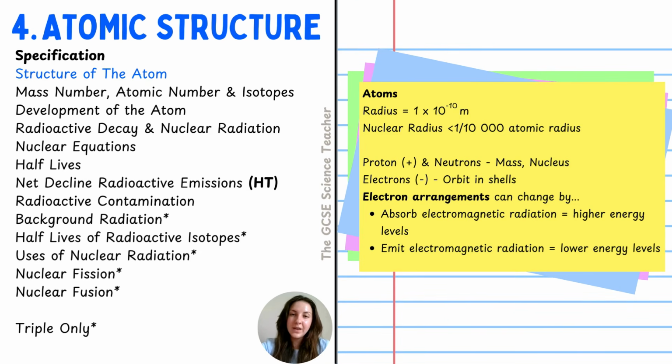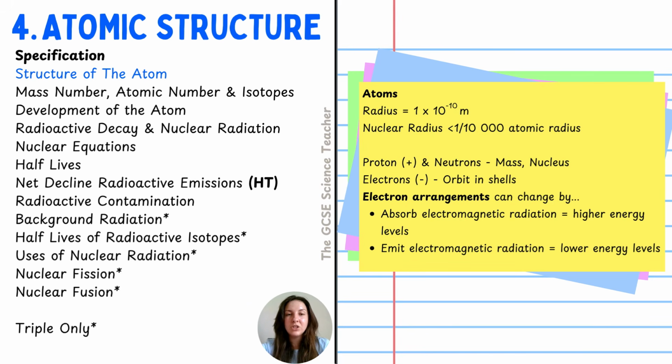Let's look at the last topic, atomic structure. Atoms have a radius of 1 times 10 to the minus 10 meters. The nuclear radius is actually less than 1/10,000th of this size. The proton has a positive charge and a neutron has no charge, and they are found in the center of the atom called the nucleus. This is where most of the mass is found. Electrons actually orbit the nucleus in orbital shells, and they have a negative charge overall.